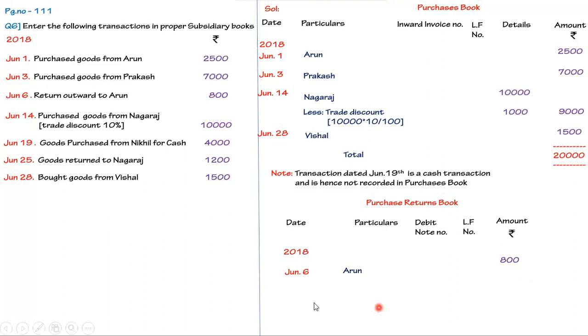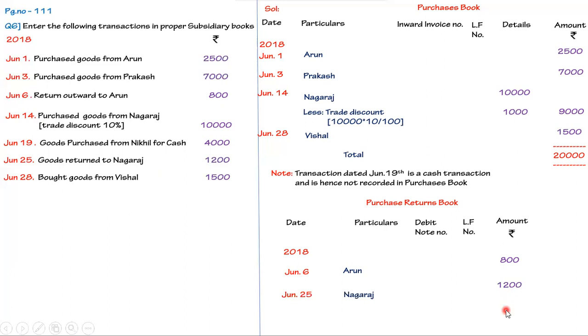The next transaction on which the goods have been returned is on June 25. So here the date will be taken as June 25. And in particulars column, we'll be writing the name of person to whom the goods are returned. So as we have returned goods to Nagaraj, in particulars column, we'll be writing the name Nagaraj. And in amount column, we'll be writing the amount for which the goods have been returned, which is 1200 rupees. So here the goods worth rupees 1200 have been returned to Nagaraj.